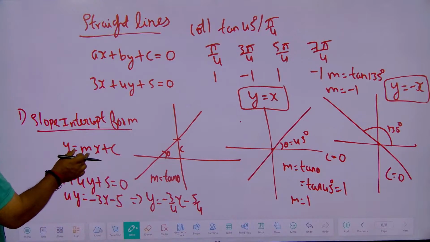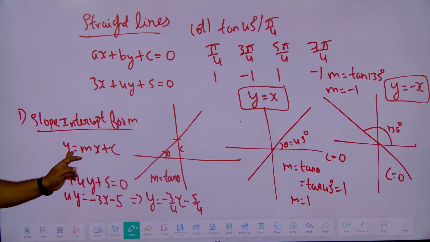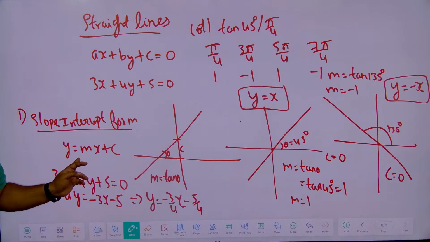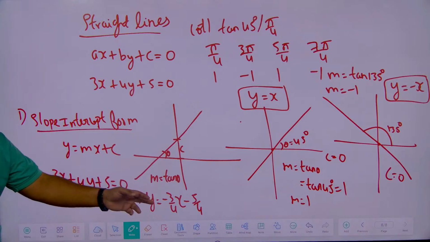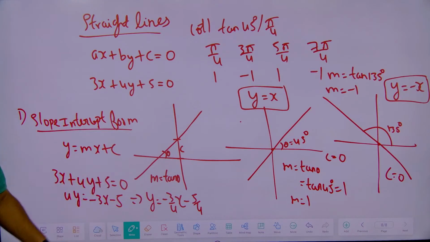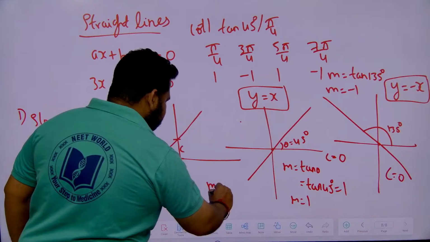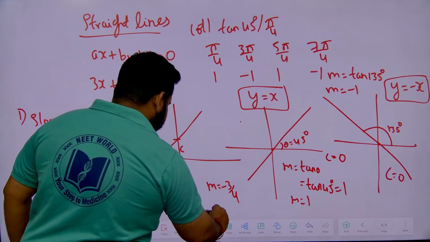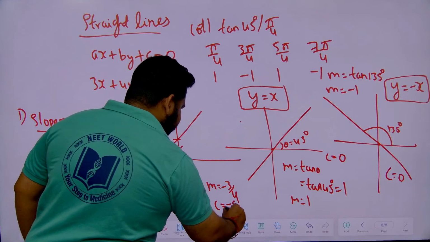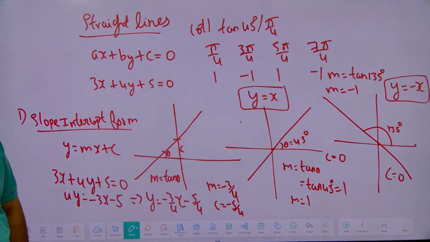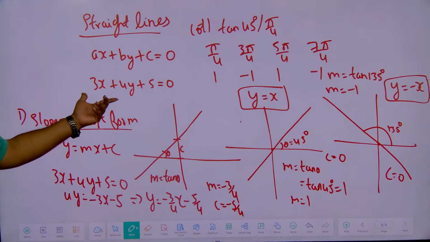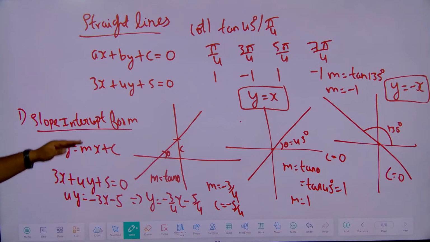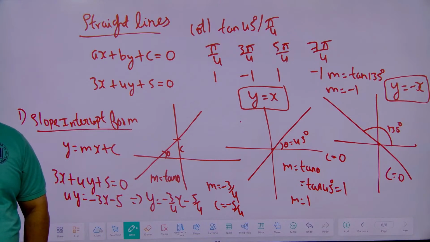Now compare with the standard equation y is equal to mx plus c. What is the value of m now? Minus 3 by 4. What is the value of c? Minus 5 by 4. If they ask, slope is what? Minus 3 by 4. What is the value of c? Minus 5 by 4. Like this you can convert any equation of straight line they give to slope intercept form. Okay, write down all this, it is very, very important.